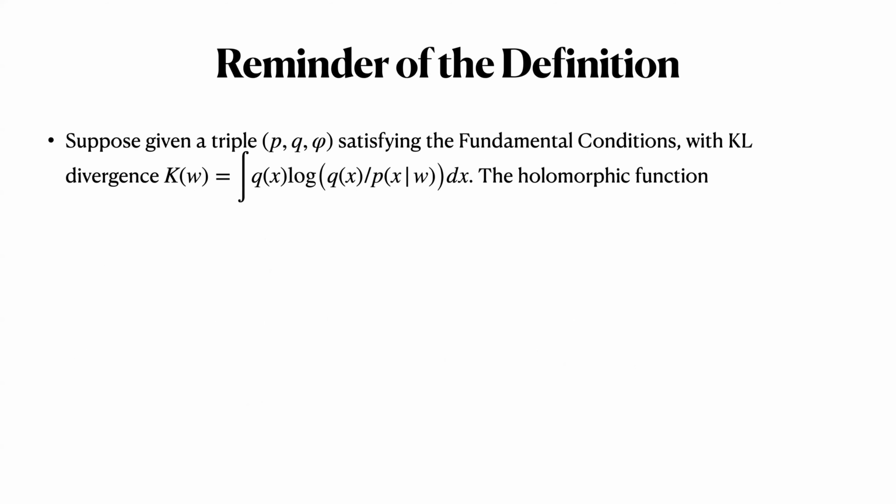Okay, so the definition. We suppose we're given a triple (p, q, phi), the usual situation, satisfying the fundamental conditions, and the KL divergence is that. Then we can consider the zeta function.